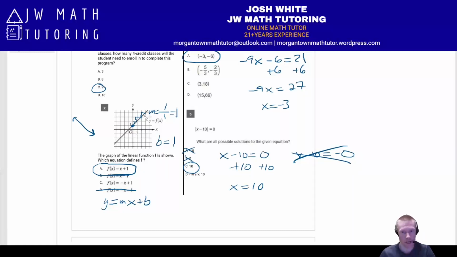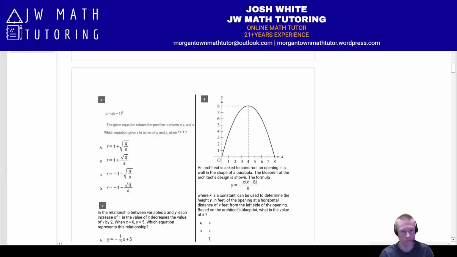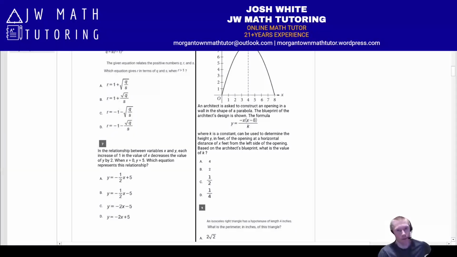And then once you got to C and you saw that it worked, you would actually be able to eliminate D right away, because if you checked A and saw -10 didn't work, you could just cross that one out as well. Moving on to the next page now.